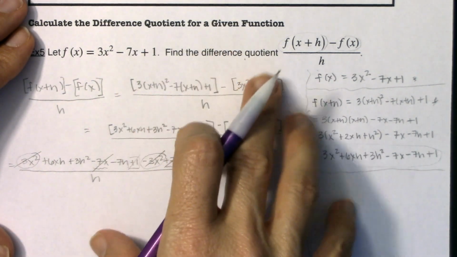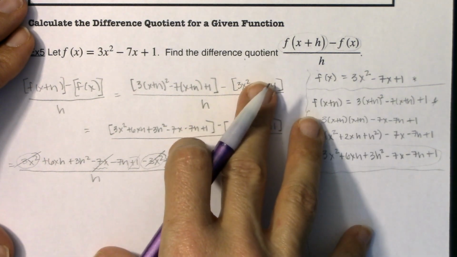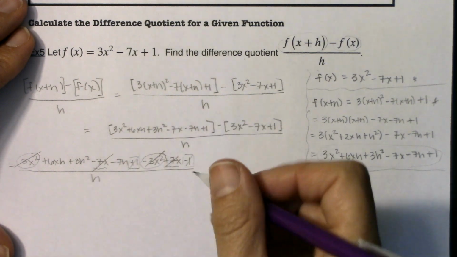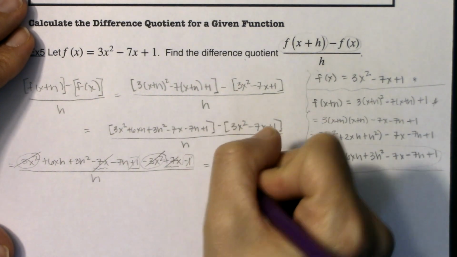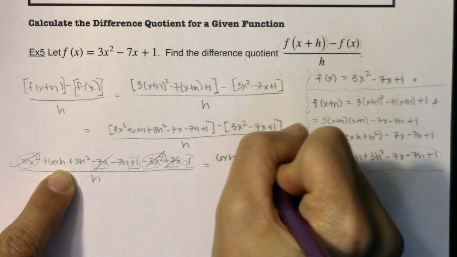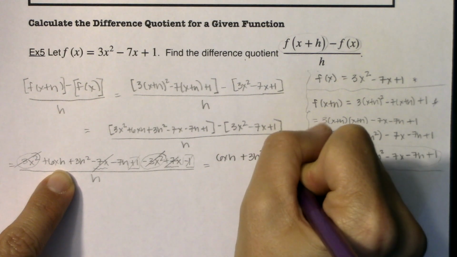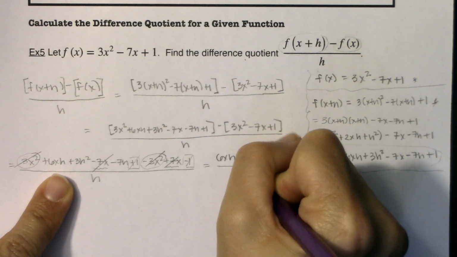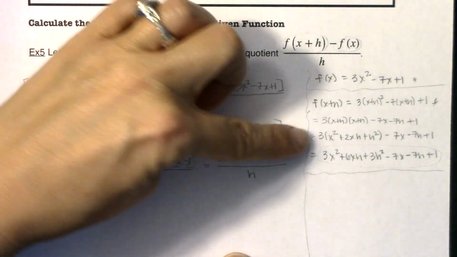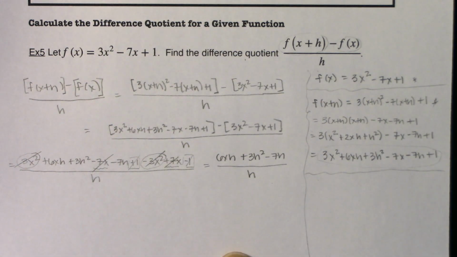There's so much algebra happening in these problems that it's not unheard of for there to be some kind of little typo that we have to fix. So let me just see what's left at this point. It looks like we have 6xh plus 3h squared and a minus 7h all over h. What typically happens, and this is pretty common also, is a lot of times there's an h common to the terms in the numerator, and we can factor that h out, and then cancel it with the h in the denominator.